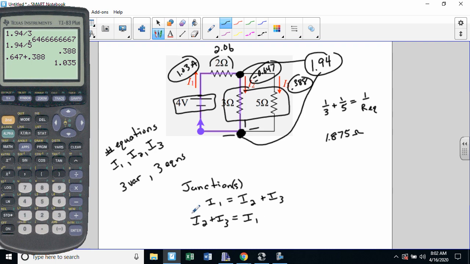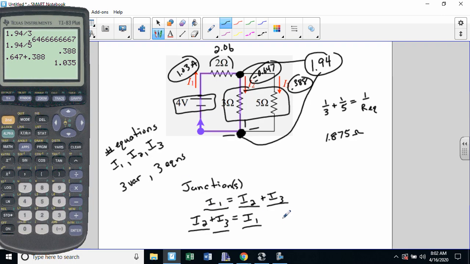So what I want to do now with this new equation is check all previous equations. Has I2 been introduced in a previous equation? Yes. Has I3 been introduced in a previous equation? Yes. Has I1 been introduced in a previous equation? Of course it has, right here.